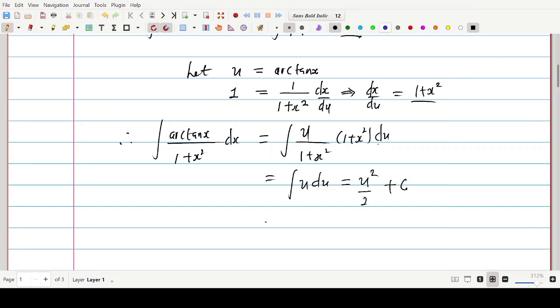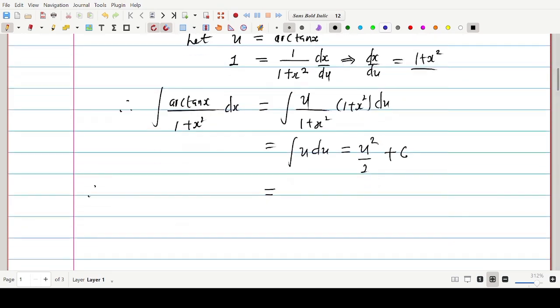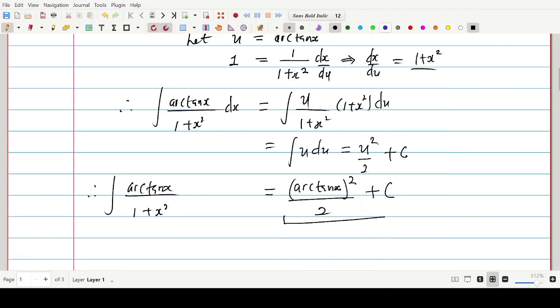So what we need to do is to resubstitute back our expression. We said let u be arctan of x. So in the place of u, we shall put arctan of x. Therefore, the integral of arctan of x over 1 plus x squared is equal to arctan of x to the power 2 over 2 plus c. And this is the answer.